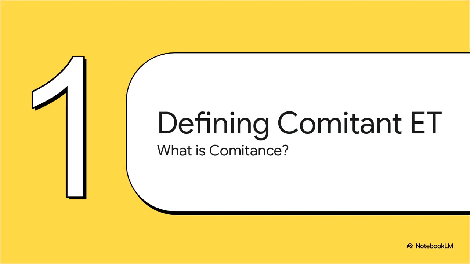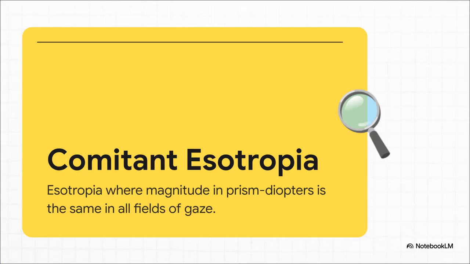Section 1. Defining comitant esotropia. Before we start climbing the branches of our diagnostic tree, we have to secure the trunk, right? We need to differentiate this from a true neurological emergency. So let's define comitants. A comitant esotropia is an inward turn of the eyes where the magnitude of the deviation, measured in prism diopters of course, remains the exact same in all fields of gaze.